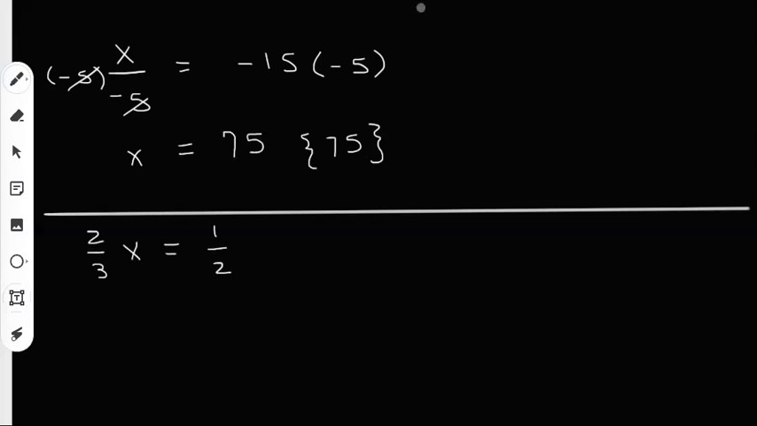Okay. So here we were dividing, just like in the last problem. So I multiplied both sides by what was in the denominator. That way, I can get x by itself on the left side.